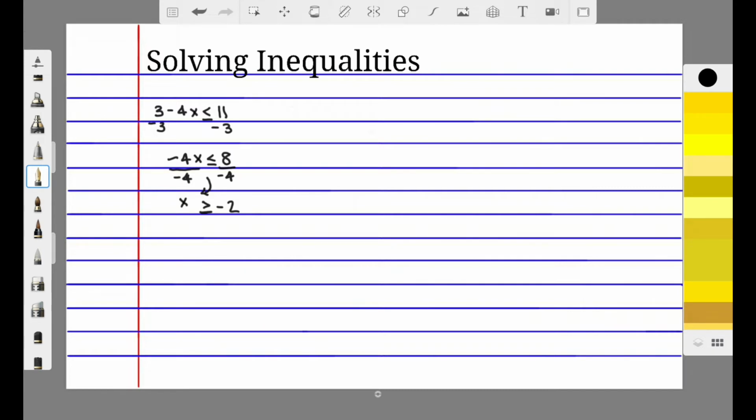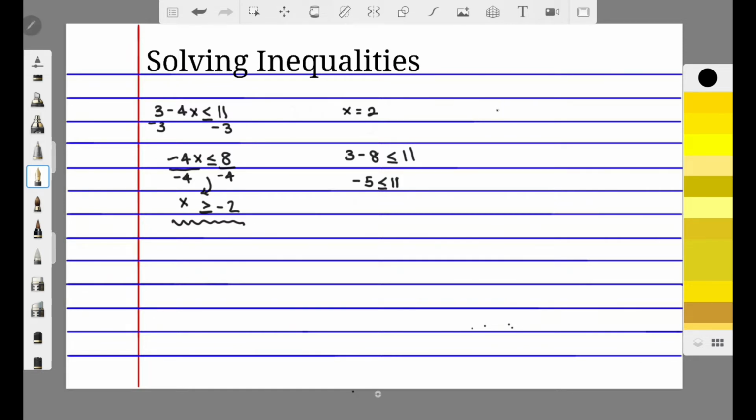Alright, let's test this out. Let's just give a random value to x: 2. 3 minus 4 times 2, so 8, over here you get negative 5. That's correct, right? But here we were given that x is greater than or equal to negative 2.